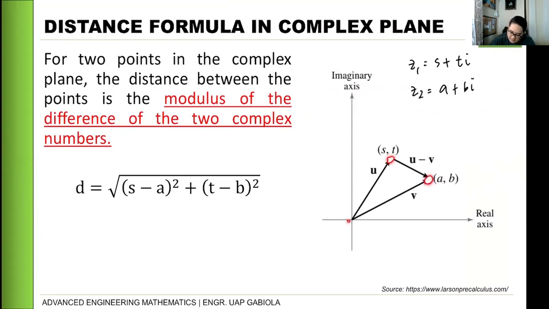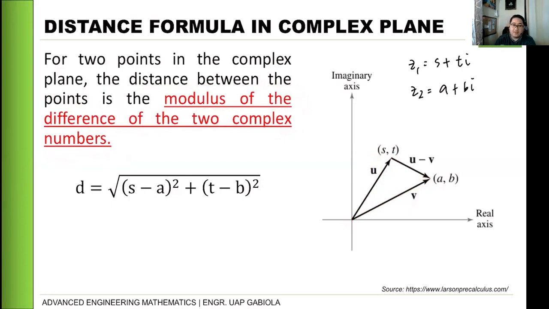And when we get the distance of the first point from the origin, what we call it is its absolute value. So let's call it u. And then when we get the distance from the origin of the second point, let's call it v. And to get the distance between them, for two points in the complex plane, the distance between the points is the modulus of the difference of the two complex numbers. So just get the difference of the two.